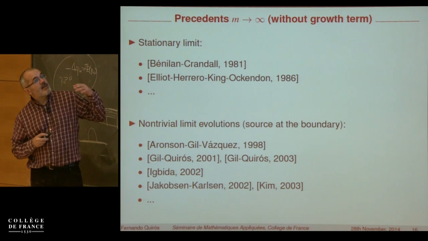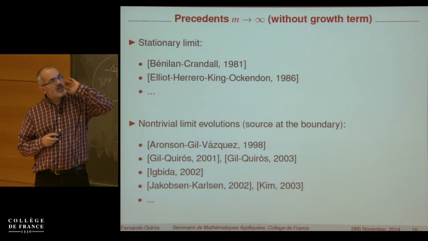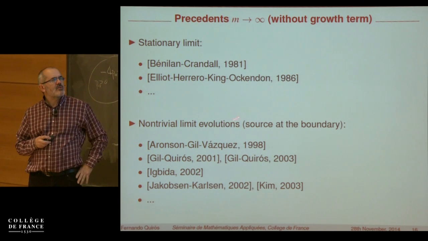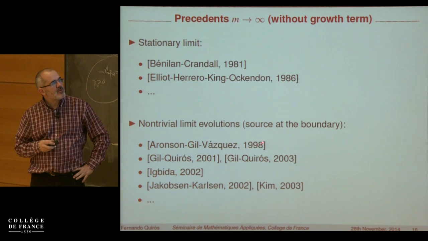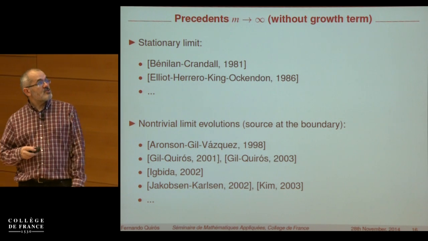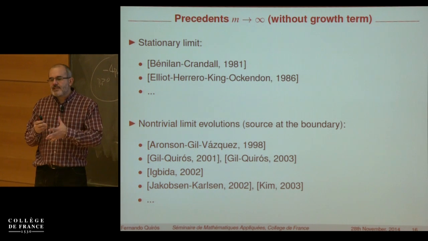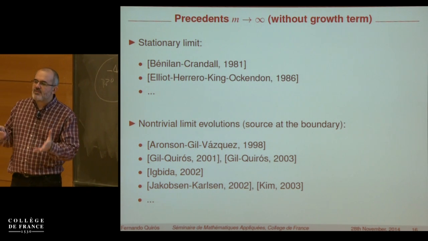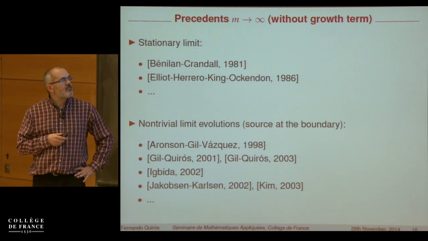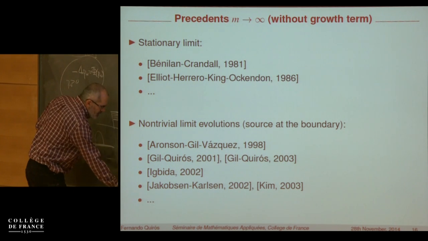But quite a bit later, people started to think about non-trivial limit evolutions, in principle with sources at the boundary. The first paper talking about this was a paper on special subsimilar solutions for the porous medium equation, by Don Aronson, Omar Gil, and Juan Luis Vázquez. They study the phase plane for the profiles of these subsimilar solutions, and they prove convergence to a profile which is a solution of Hele-Shaw. In this case, the source lies at infinity.